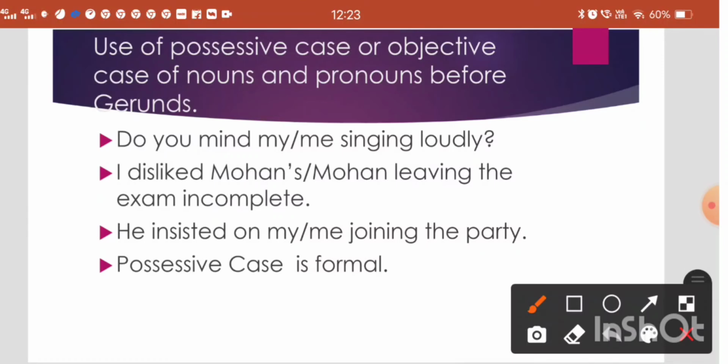Similarly, there are other personal pronouns. So do you mind my or me singing loudly? My is possessive and me is objective. So both are correct, but my is formal. In formal language, we use my. Remember this. Similarly, I dislike Mohan's or Mohan. Mohan's, when we add apostrophe s, it becomes possessive. So, he insisted on my or me joining the party. So, possessive case is formal and me, objective case, is informal.